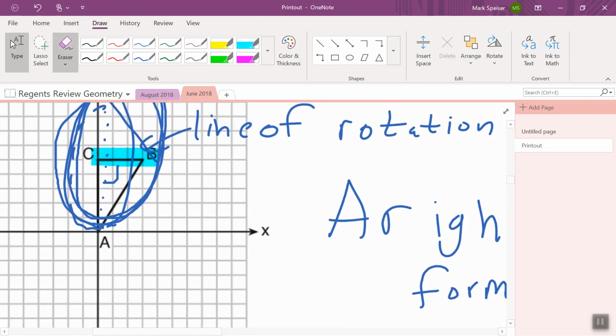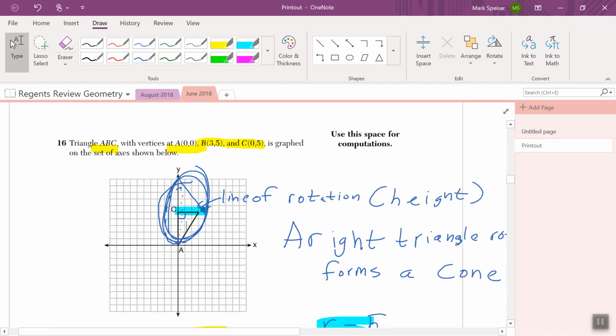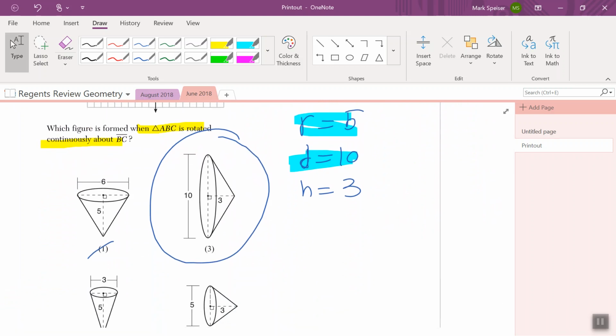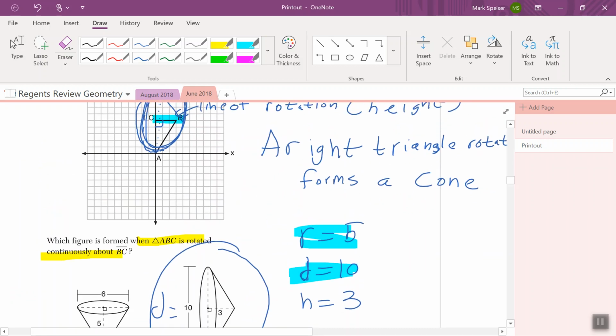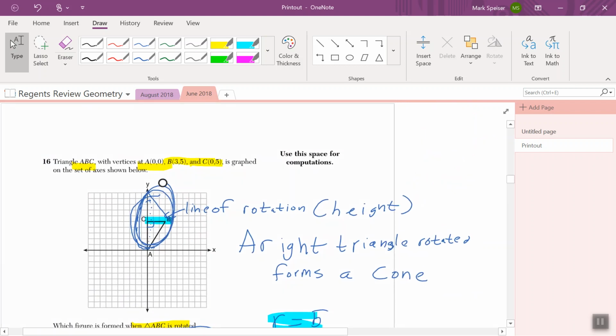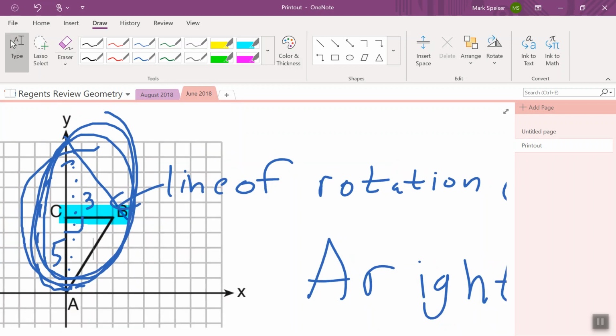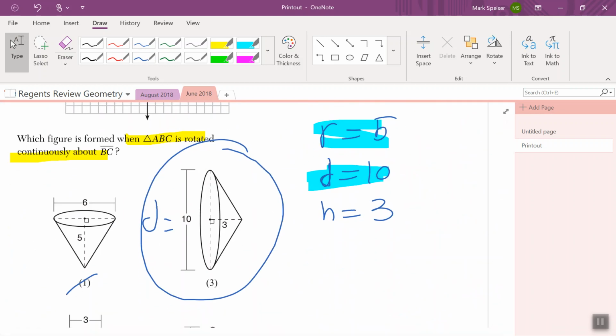Just mark the right angle better. The original triangle was also right. Okay, the right triangle rotated forms a cone, which is choice number 2, which has a diameter of 10, a height of 3. Let's check the triangle has a height of 3. This distance right here is 3. This distance right here is 5, making it choice number 3.